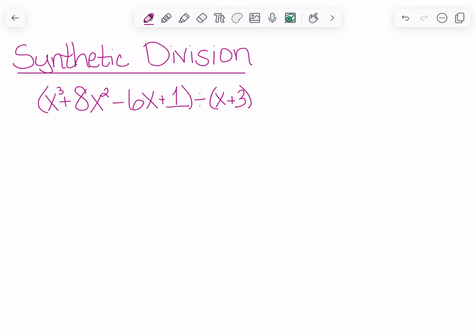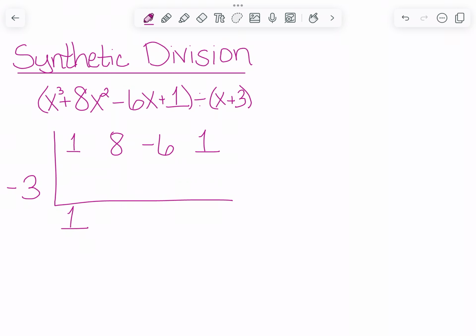As another example, let's look at x cubed plus 8x squared minus 6x plus 1 divided by x plus 3. I'm going to start by writing the coefficients of my bigger polynomial, and I'll put my bracket around. Since we're dividing by x plus 3, we're actually going to put a negative 3 outside. And then we bring down the first term.